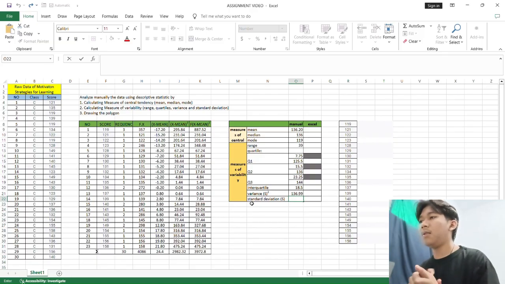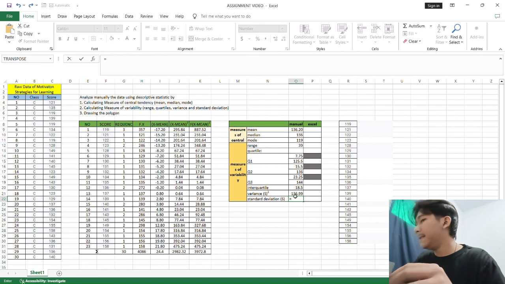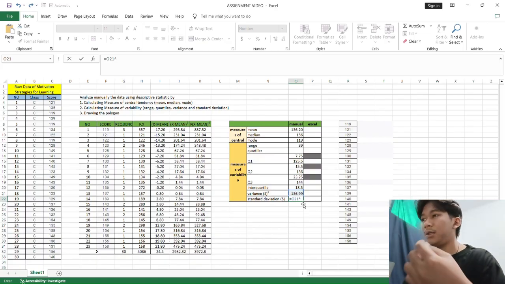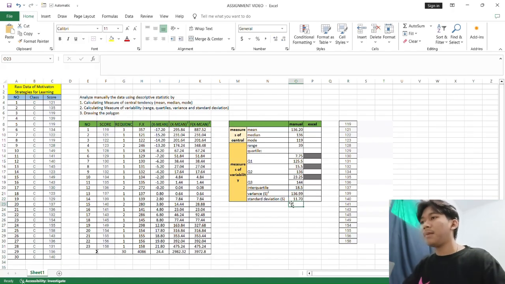To find the standard deviation, we simply use this equation right here. The standard deviation is that we take the variance and then square root it, to the power of a half, just like this. So our standard deviation is 11.70.